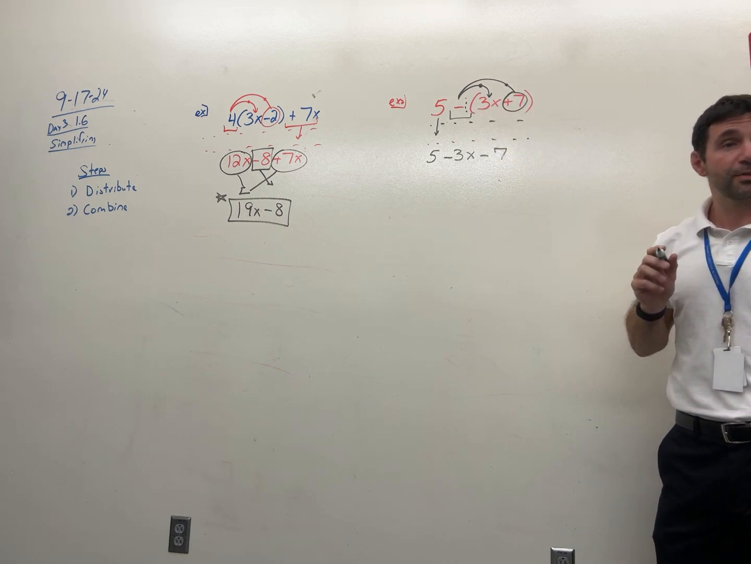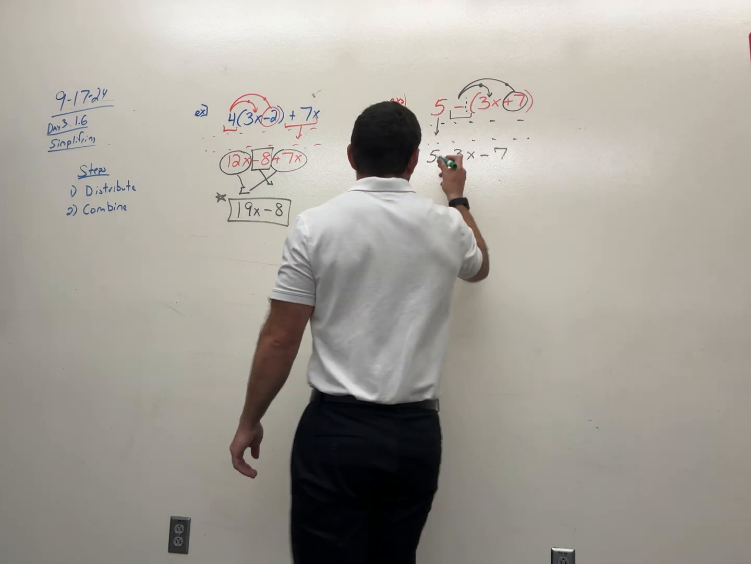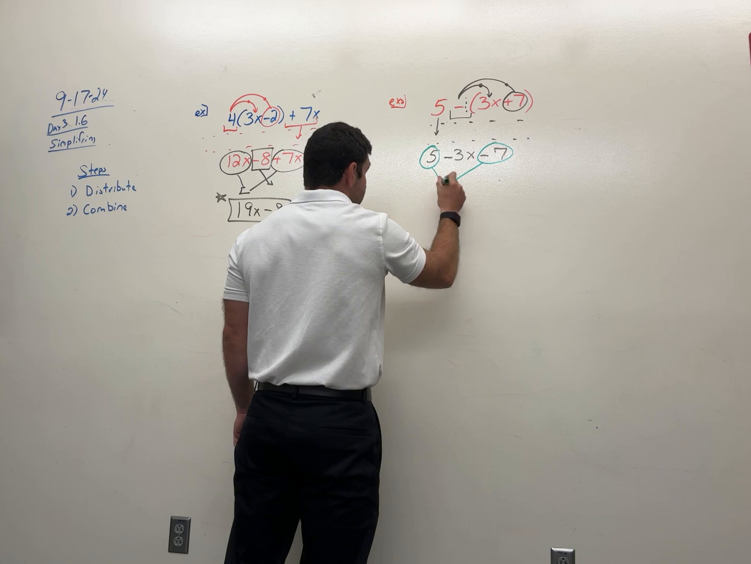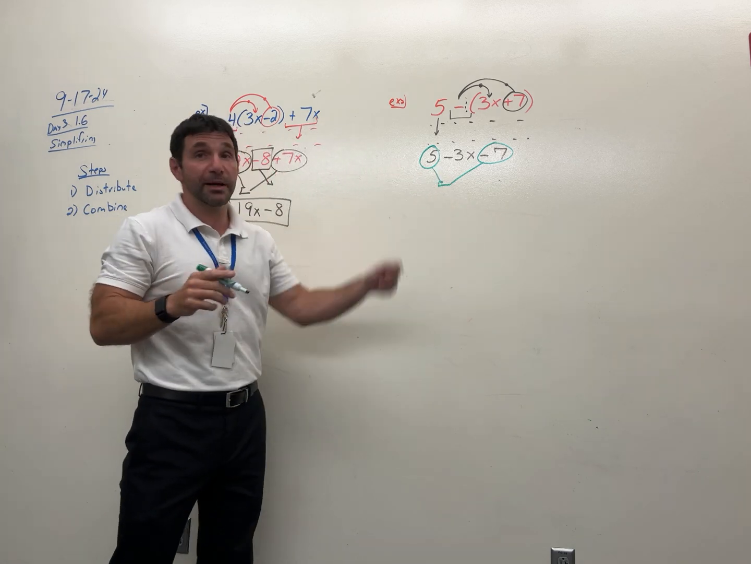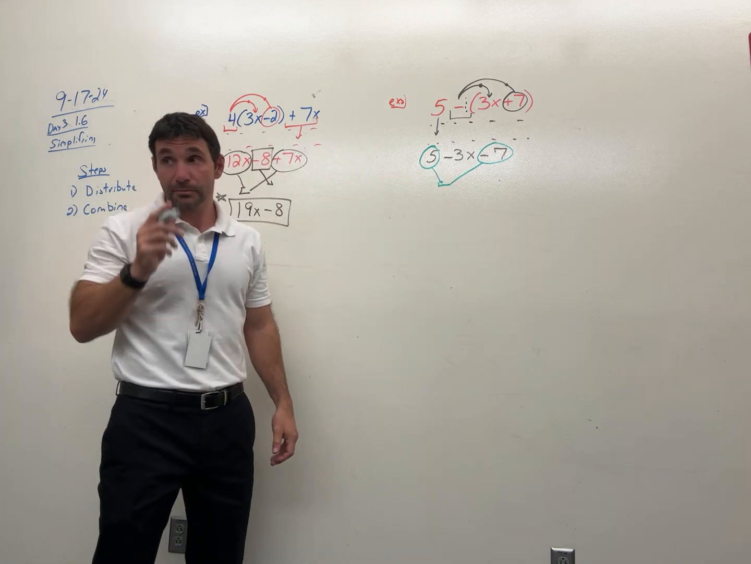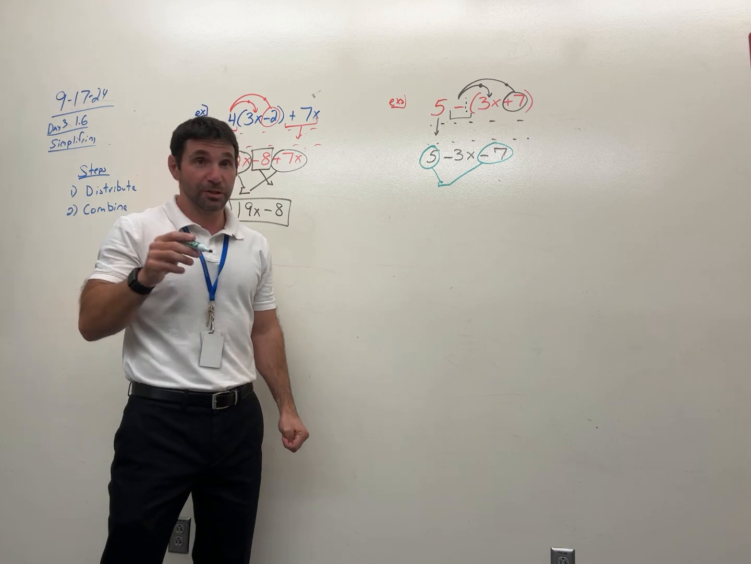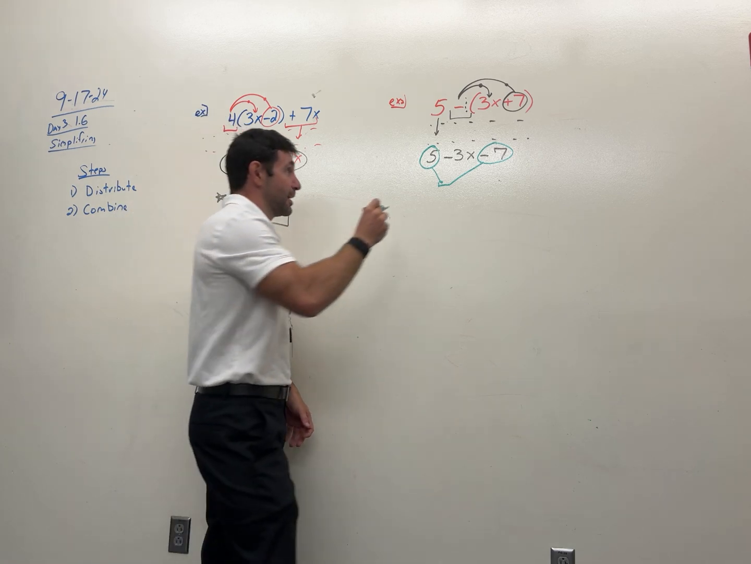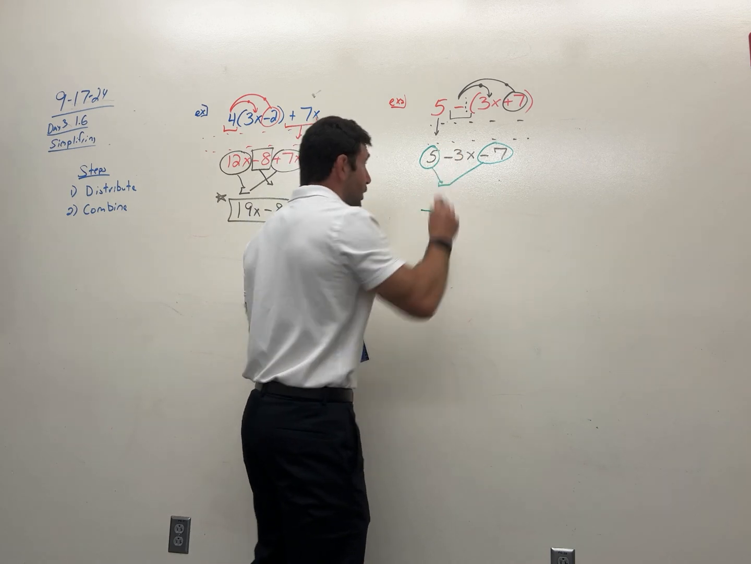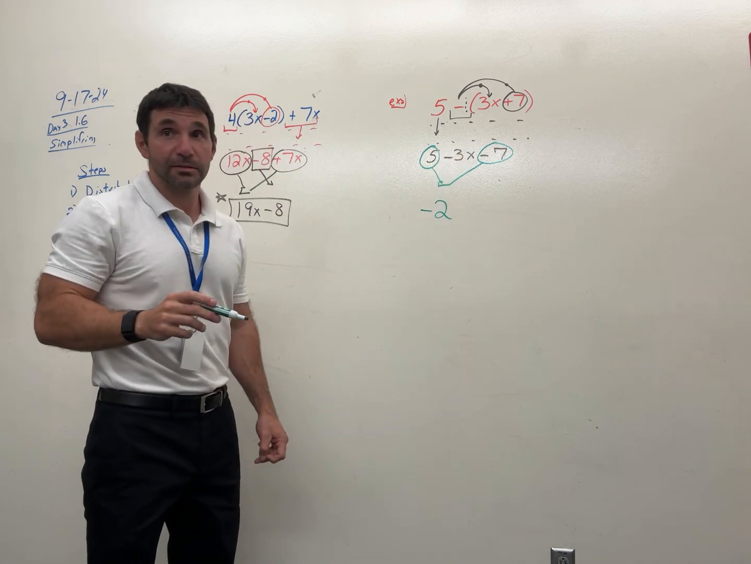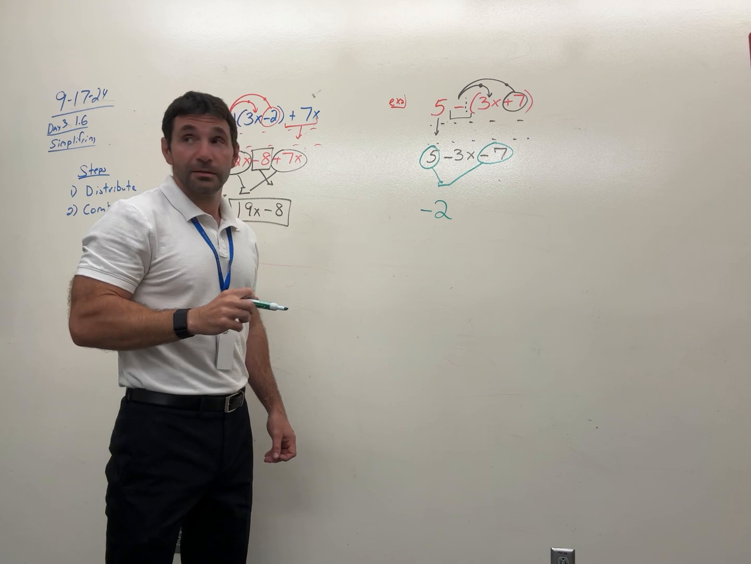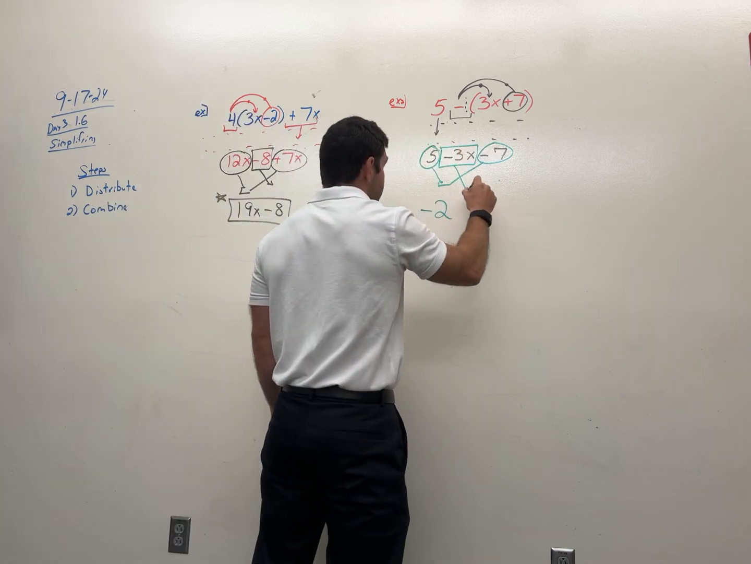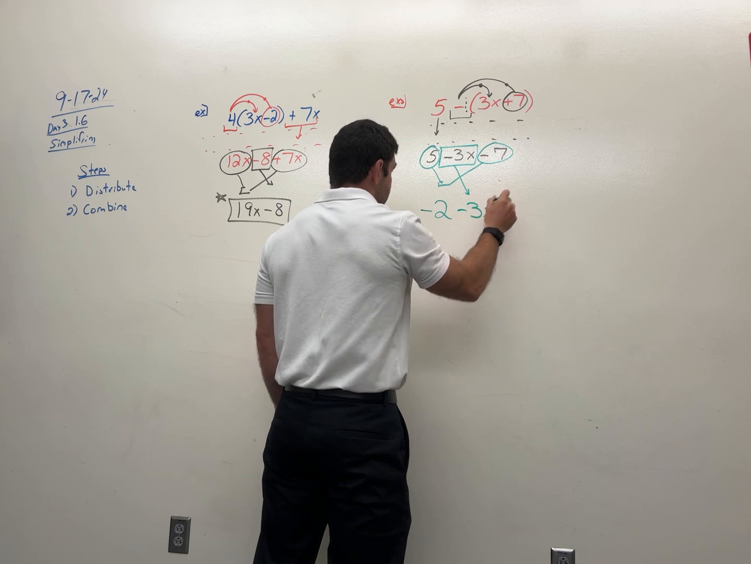So what are my like terms, Liam? You said them. 5 and negative 7. 5 minus 7. So in your calculator, do 5 minus 7. Negative 2. What happens to that negative 3x? You just bring it all down. You bring it on down. There it is.